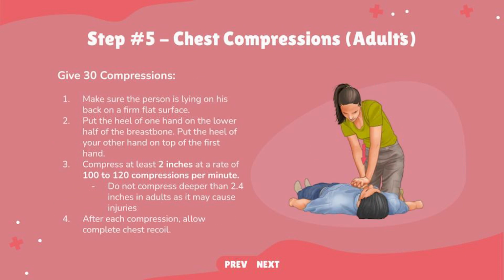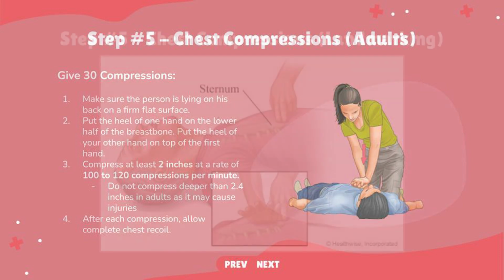Now it's time to actually learn how you do CPR. This step is for adults. First, give 30 compressions. Ensure the person is lying on their back on a firm, flat surface. Then put the heel of one hand on the lower half of the breastbone and put the heel of your other hand on top of the first hand. Remember to compress at least 2 inches at a rate of 100 to 120 compressions per minute. This is at the beat of the song "Another One Bites the Dust" or "Baby Shark." Do not compress deeper than 2.4 inches in adults, as it may cause injuries. After each compression, allow for complete chest recoil.